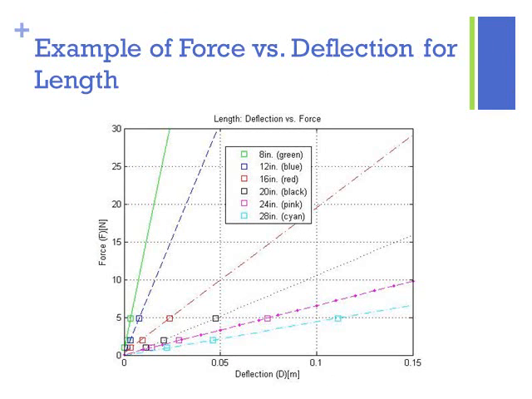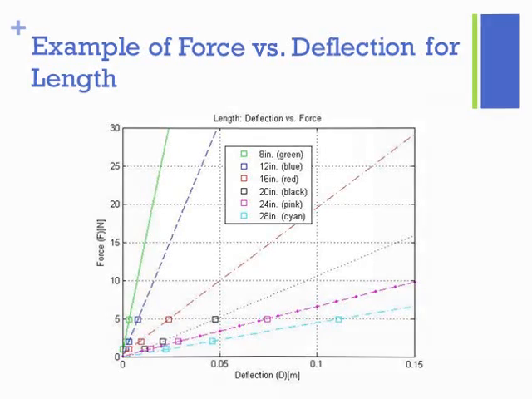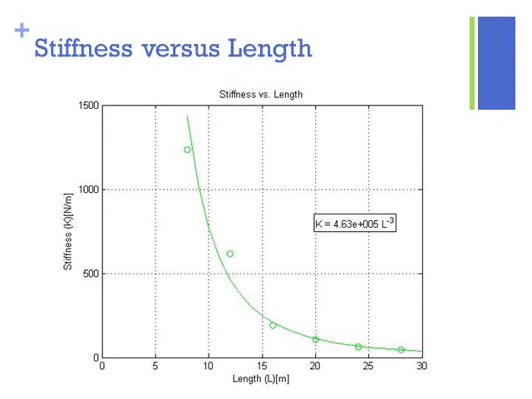This is a graphical example of deflection versus force. There is a linear relationship between them. This is an example of stiffness versus the parameter length as a power function, which determined the exponent parameter of -3, which was then used to determine the constant for the length parameter.